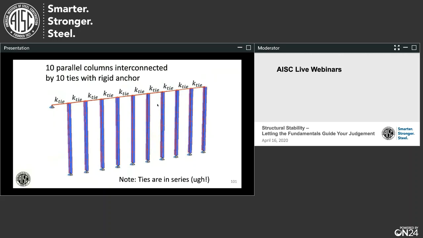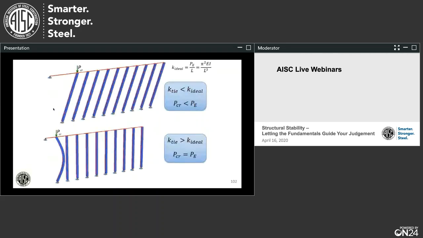The case that I'll just show you is 10 parallel columns. Good news is the columns are all parallel with respect to supporting, say, some gravity load. The bad news is the braces are all in series, and they're all to the right, adding up, and they're anchored on the left side here. So that's sort of the drag about this. Now, if you just have one load on one of the columns, then the brace stiffness just needs to be the ideal brace stiffness. All right, well, that's fine.